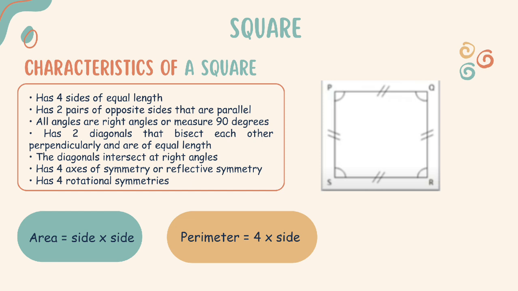Then has four axes of symmetry or reflective symmetry. And the last one, has four rotational symmetries. The formula for the area of a square is side times side. And the formula for the perimeter of a square is 4 times side.